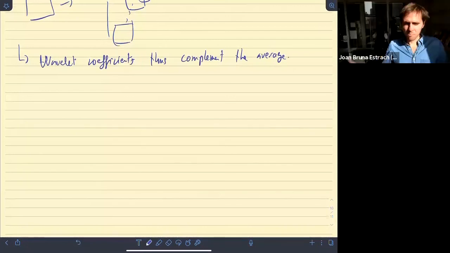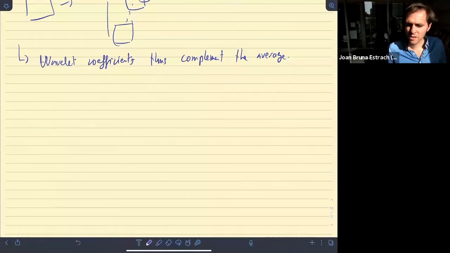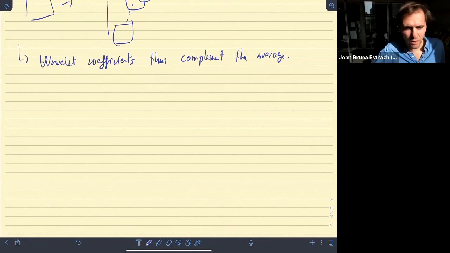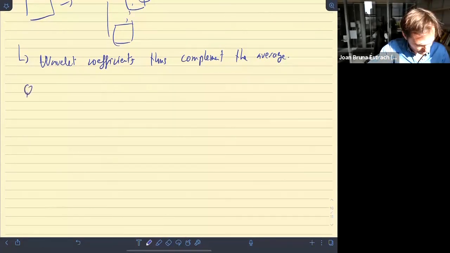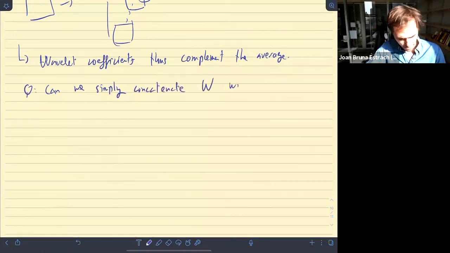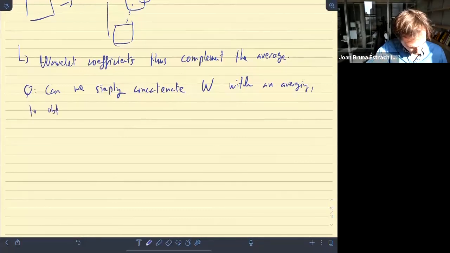So going back to the previous story, we saw that the low pass filter was all nice, but it was not sufficient, right? It was throwing away too much information. So can we now combine the information that is recovered by these wavelets with our invariant, with our average? So basically, can we simply concatenate W with an average to obtain the invariance?